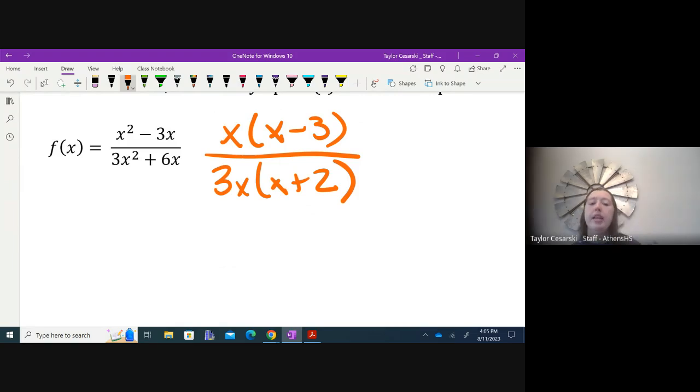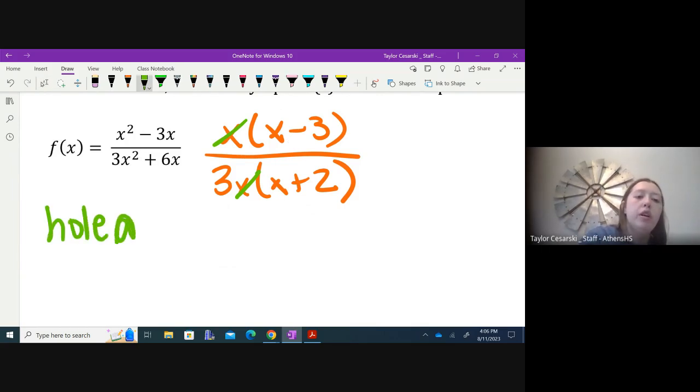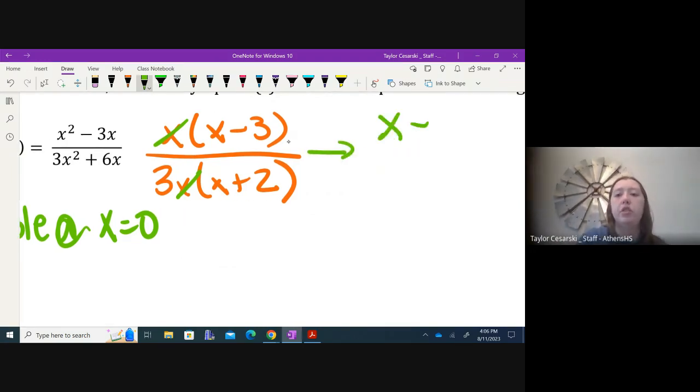Okay. Next, what I like to do is cancel out any common factors because I know that'll create a hole. I see an x and an x. Remember, you cannot cancel these x's because they are grouped with that minus 3 and minus 2. So that means I have a hole at x equals 0 because it's just x. If it was x minus 3, the hole would be at x equals positive 3.